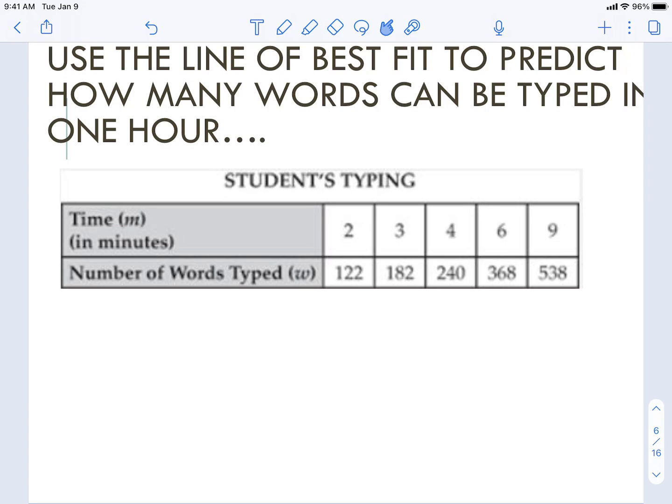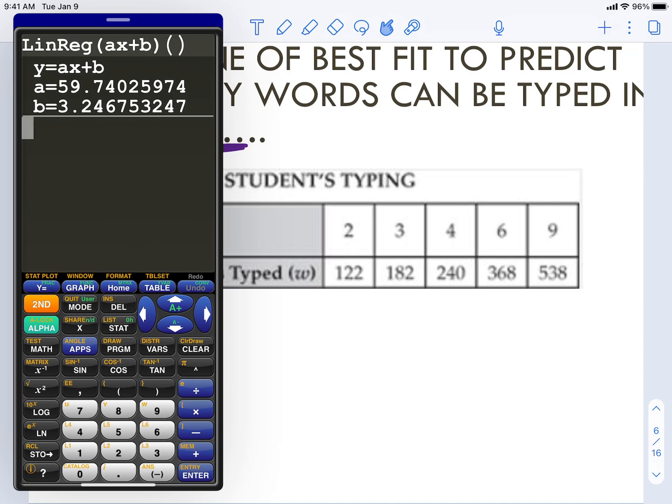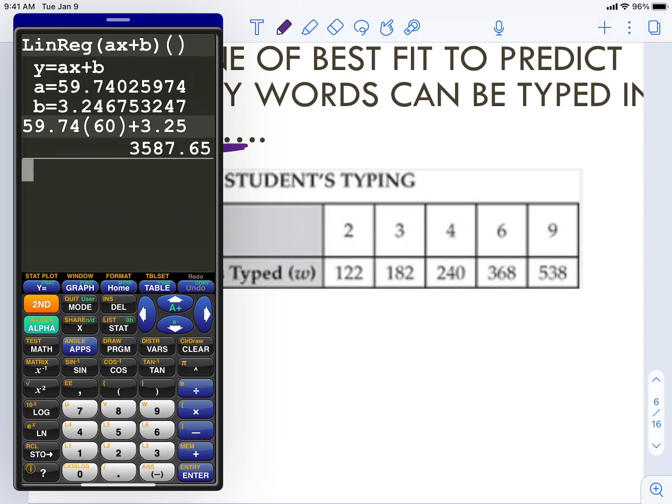All right, how many can they type in 1 hour using that model? We're going to take that same equation and plug in 60, because 60 minutes is 1 hour. So this will be 59.74 times 60 plus 3.25. And we'll round to the nearest word, so we'll say 3,588.